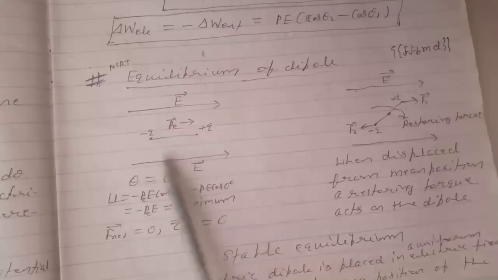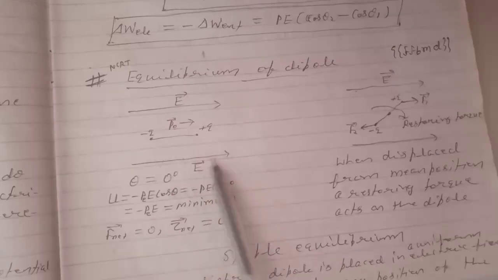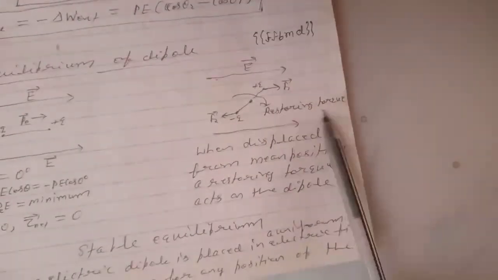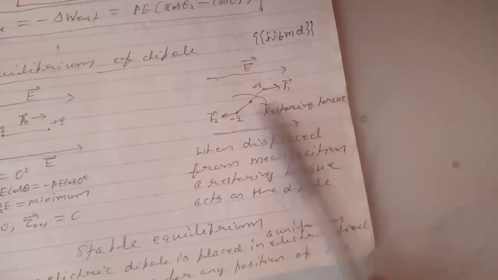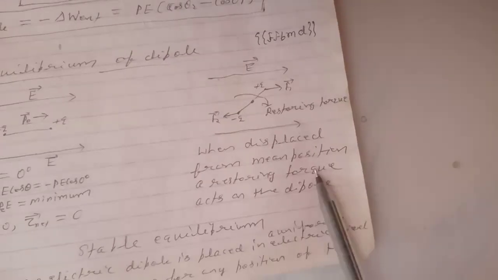So in the equilibrium position, the potential energy of the dipole is minimum, the net force on the dipole is 0, and the net torque on the dipole is 0. Now in this case, a restoring torque acts on the dipole when displaced from the mean position.